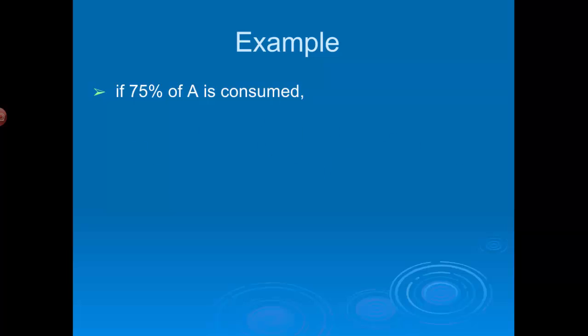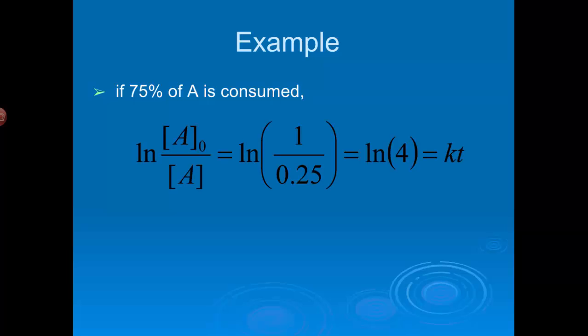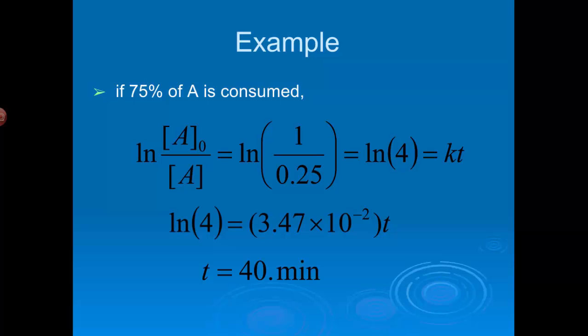Okay, so using that, 75% of A is consumed. That means that the concentration of A is 25% of what it used to be, or 0.25. Okay, so that means that we have natural log of 1 over 0.25. 1 over 0.25 is 4. Natural log of 4 is equal to KT. So natural log of 4 is 3.47 times 10 to the minus second times T. T is 40 minutes. Right, that's how we use the integrated rate law.